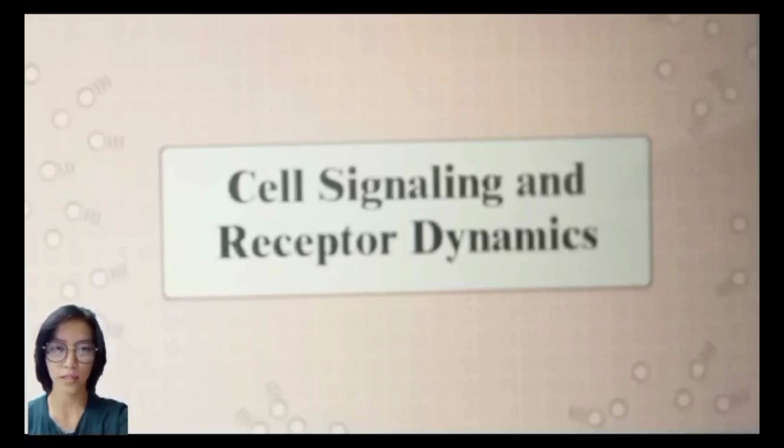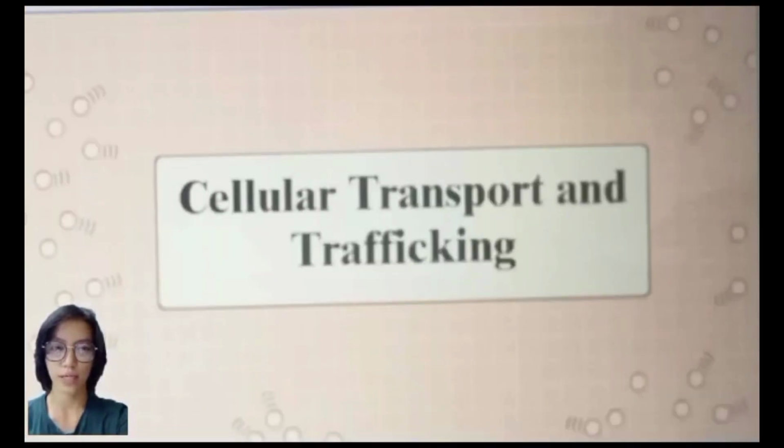The next one, that is cellular transport and trafficking. FRAP helps in studying intracellular transport processes, including the movement of vesicles, organelles, and macromolecules within cells.